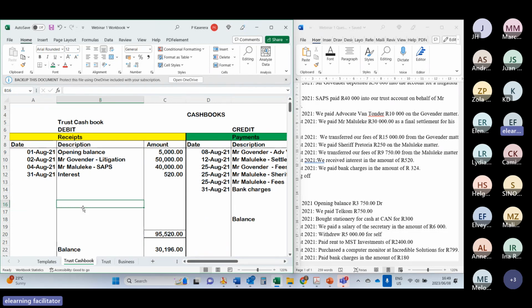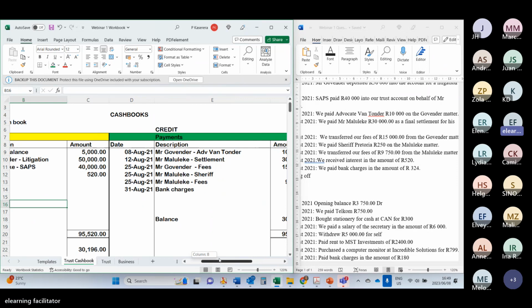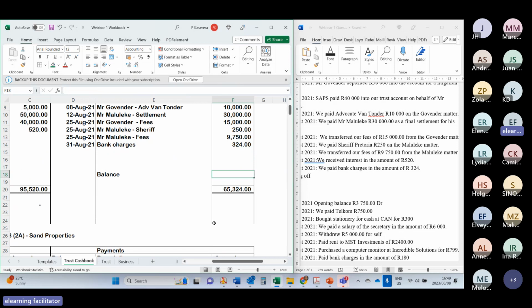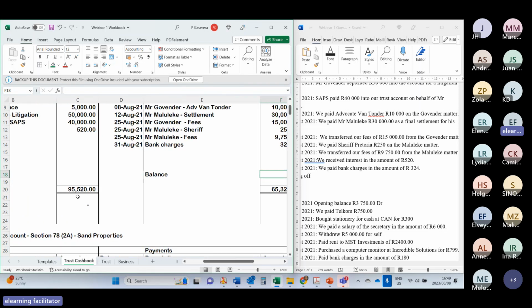This side, these are the receipts. This side, these are the payments. So if we say balance of the cash book, what you do is look at your totals. You have to put your totals at the bottom. You are done with the month, and then you have to see which side is bigger than the other. So let's compute which side is bigger. Our debit side has a bigger amount. Our payments are less.